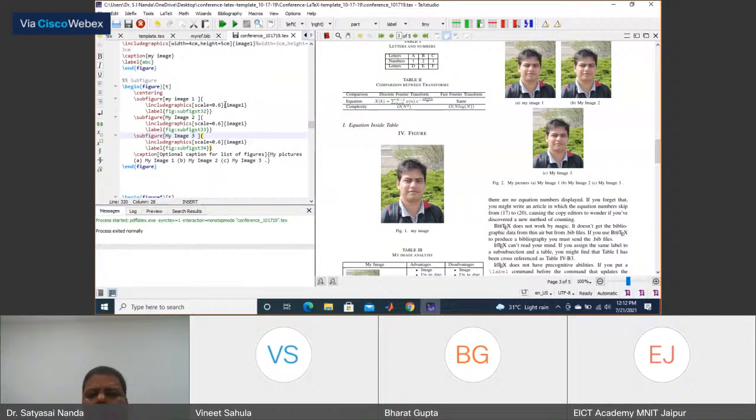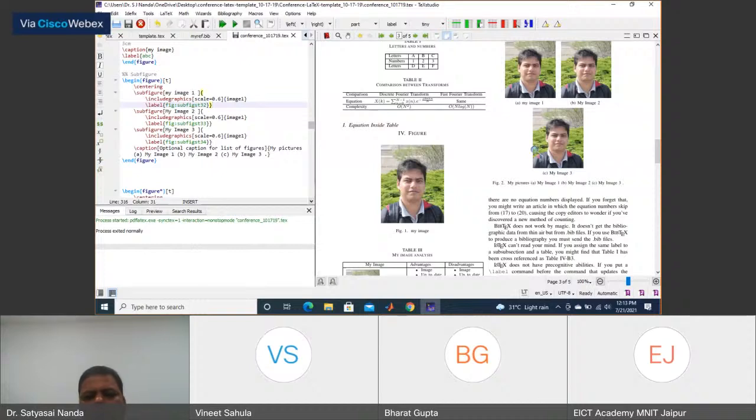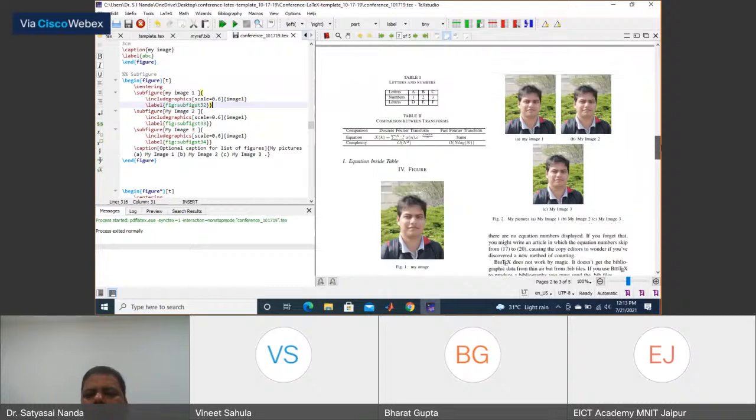The image width and height you can also control by setting the width and height like this, or instead of width and height, you can use scale. Scale equal to 0.6 will automatically adjust the image size to 60%, and scale equal to 0.9 will make it 90% of the image size. So multiple images in the form of A, B, and C you can insert inside one particular figure with this option, subfigure inside the figure.